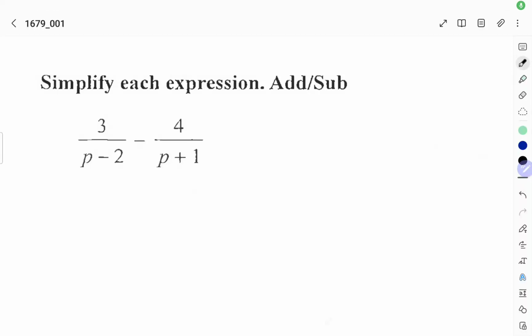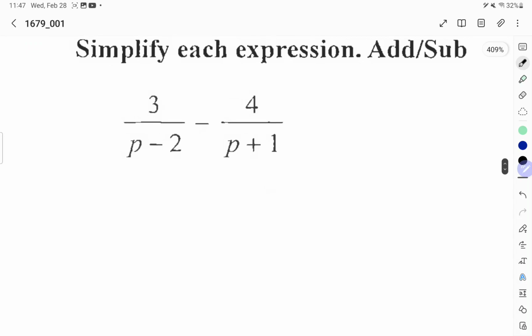This is going to be the third page for the makeup assignment. Number one thing that you got to do whenever you're adding and subtracting rationals is that you need to have the same denominator. So let's go ahead and look at number one for this page. We have 3 over p minus 2 minus 4 over p plus 1.